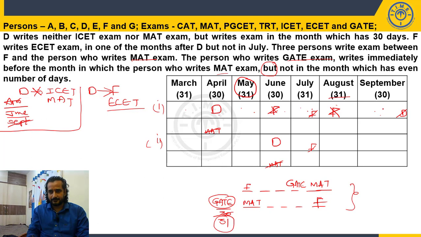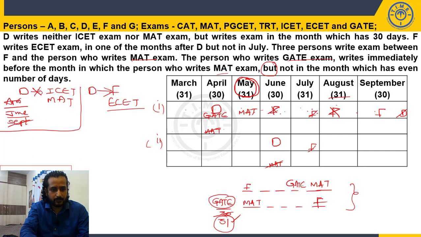Now let's check the F here. F is not possible in the month of August. F, 1, 2, 3, MAT. Okay. Immediately before MAT, GATE. But GATE should be in the month which has 31 days. But F, 1, 2, 3, MAT will be May, and GATE will be April. So in the month which has 30 days, is it possible? Not possible. So the only possibility is May. Okay. Only possibility is May.